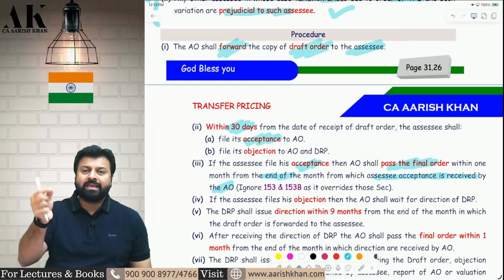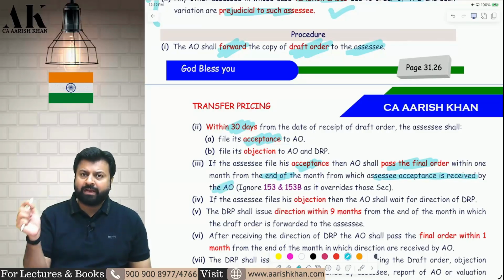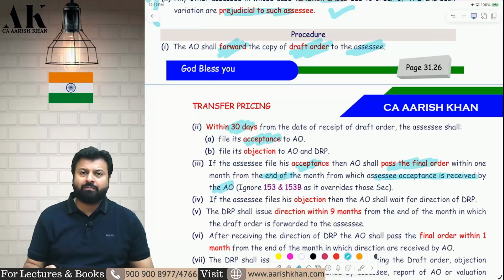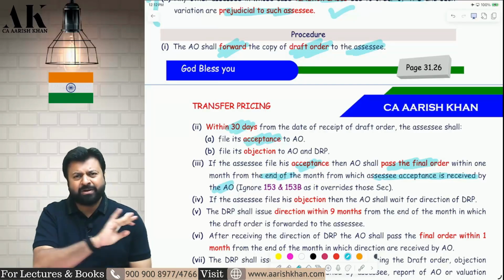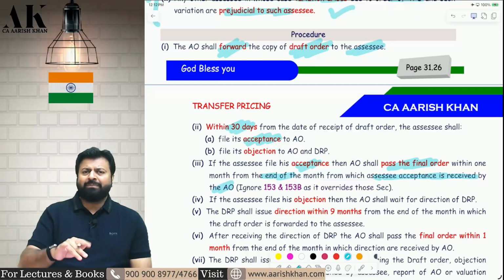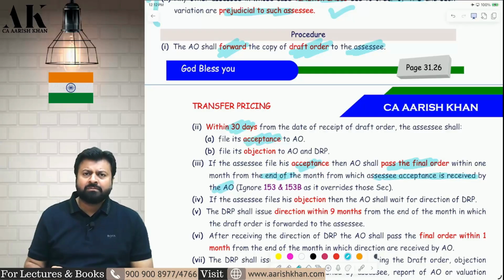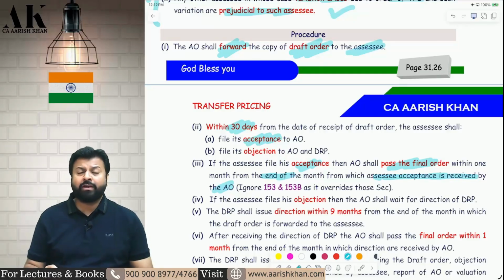So if the assessee accepts the draft order, then within 1 month from the end of the month in which the acceptance is received, the AO will pass the final order and the assessment is complete. After that, if you are not happy with the assessment, you can file an appeal to CIT appeal or JC appeal as the case may be. But we want to go for DRP.